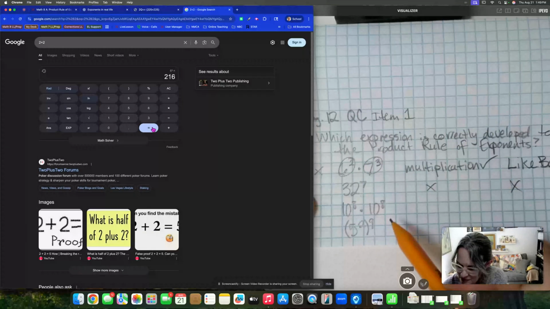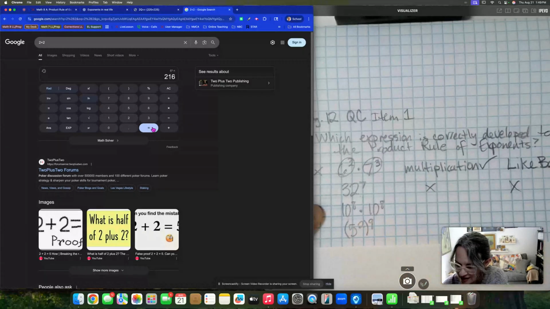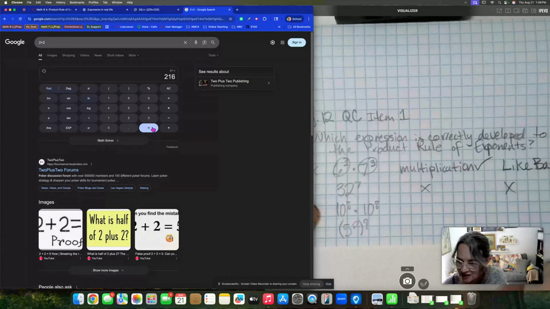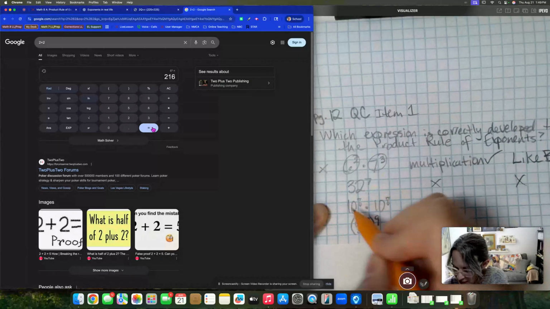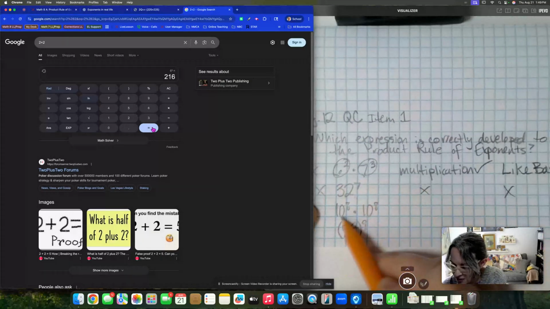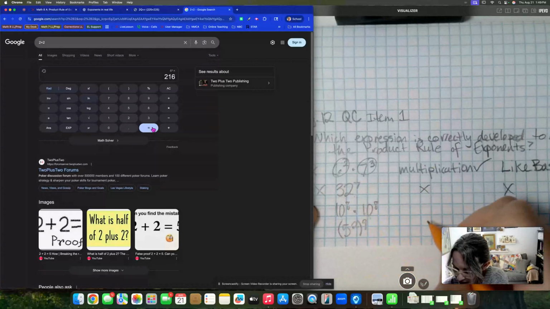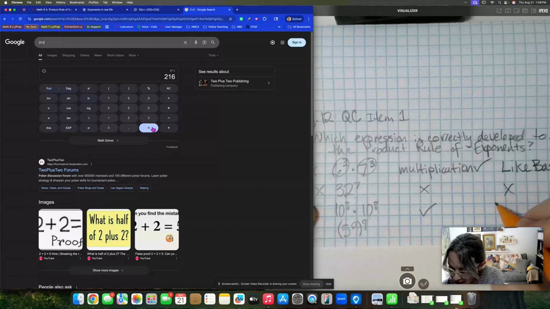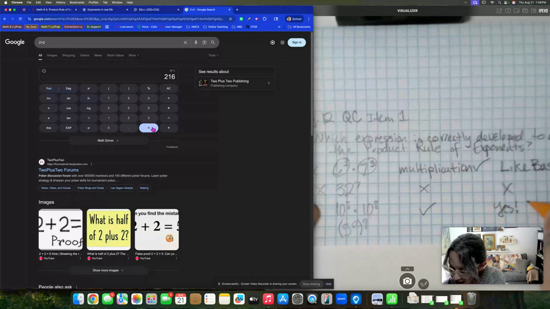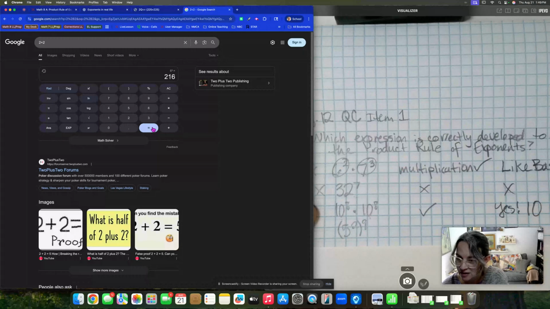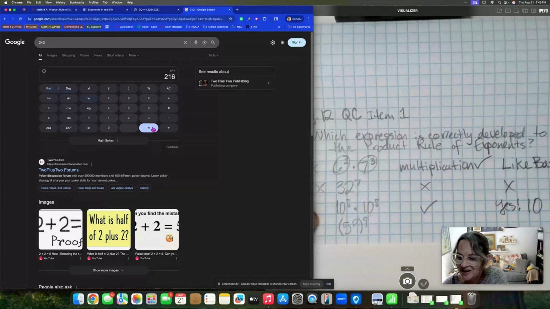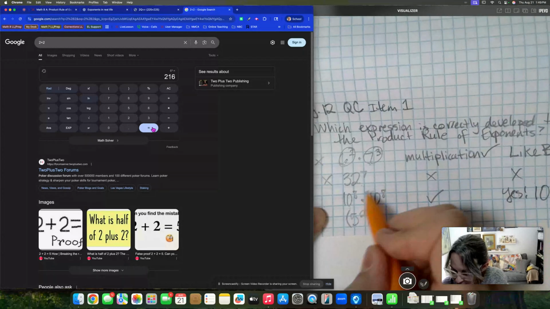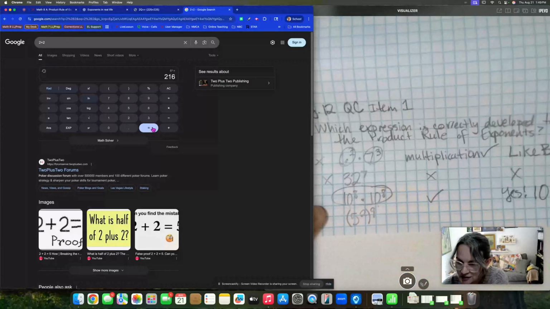All right, look at this one, 10 to the 8th power times 10 to the 8th power. Oh, wait, let me cross this one out. So these, are we multiplying? Yes. There's that dot there between the two expressions. Do we have like bases? Yes. 10 is the base on both of those. Okay, so this is the correct answer here.